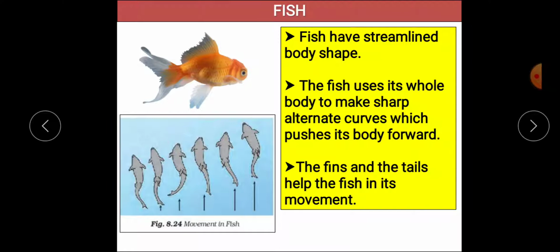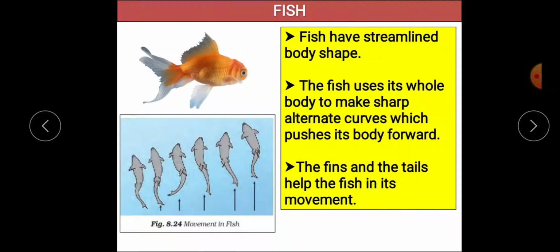Next is fish. Fish have a streamlined body shape. You must remember, streamlined body shape means that the front part and the back part, or both the ends, will be tapered or narrow. As you can see here, this part is narrow and the front part is also narrow, but the middle part is broad. Here also the front part is narrow or tapered, then it gets broader in the middle, and again it gets tapered. So this shape is called streamlined body shape.